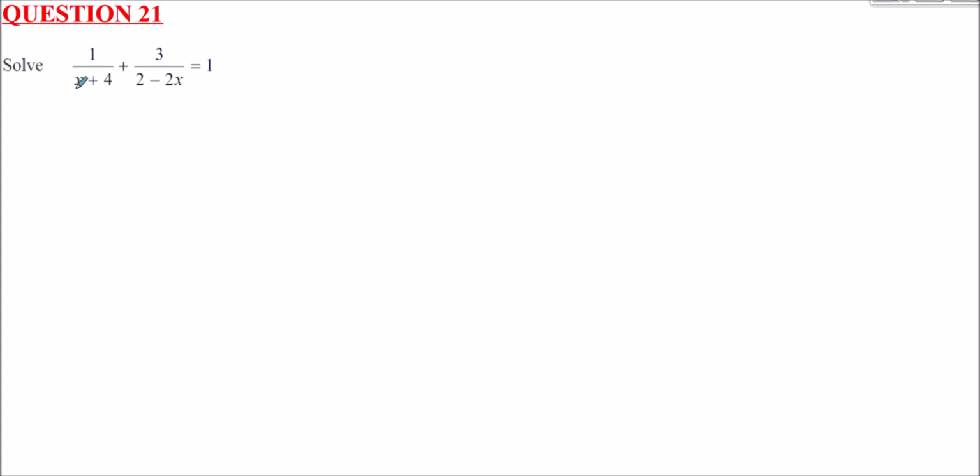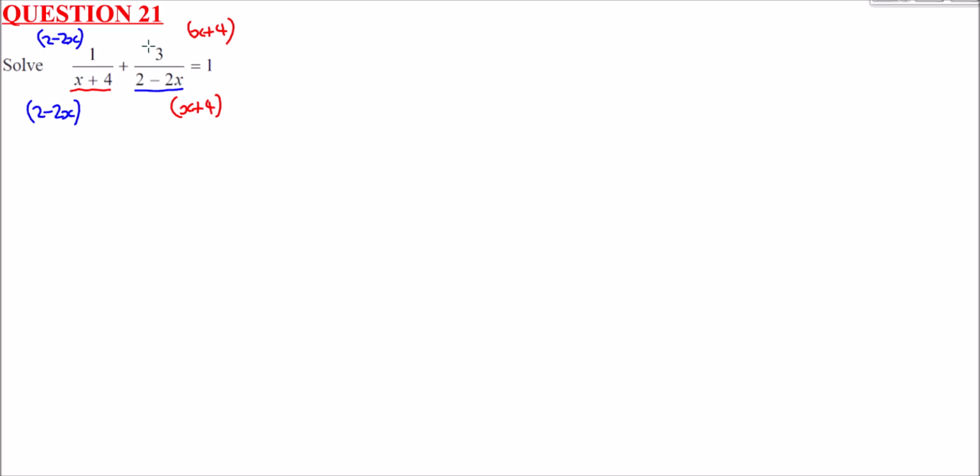So what I'm going to do here is take the x plus 4 and multiply the top and bottom of the second fraction by x plus 4. In the same way, I'm going to take the denominator of the second fraction, the 2 minus 2x, and multiply the top and the bottom of the first fraction by that. That will then have the effect of making the denominators of both these fractions x plus 4, in brackets, multiplied by, in brackets, 2 minus 2x. In other words, they'll both have the same denominator, a mixture of both the blue and red bracket.